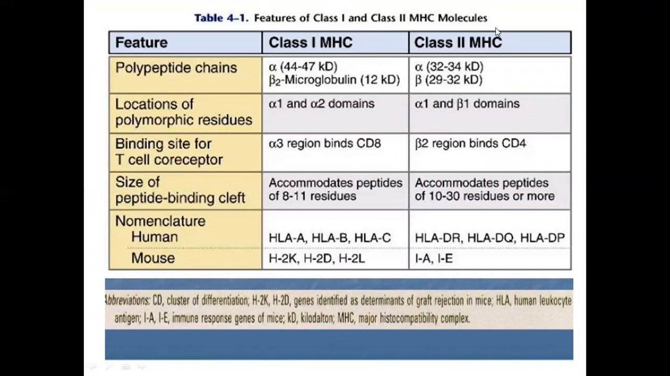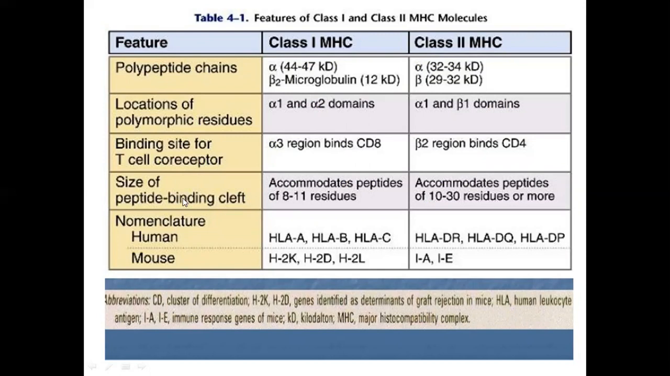For class 1, the polypeptide chains are alpha, which is 44 to 47 kilodaltons, and beta 2 microglobulin, which is 12 kilodaltons. For class 2 MHC molecules, alpha is 32 to 34 and beta is 29 to 32 kilodaltons. The polymorphic residues are located in the alpha 1 and alpha 2 domains in class 1, and in the alpha 1 and beta 1 domains in class 2. For the binding site of the T cell receptor, the alpha 3 region binds CD8 and the beta 2 region binds CD4.